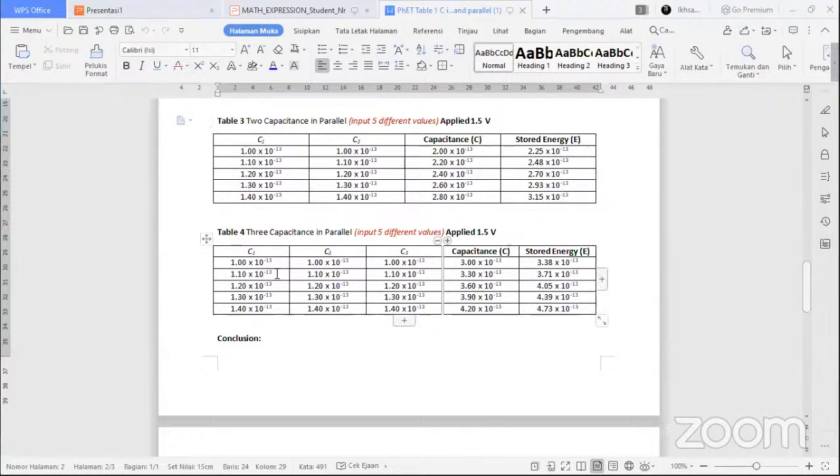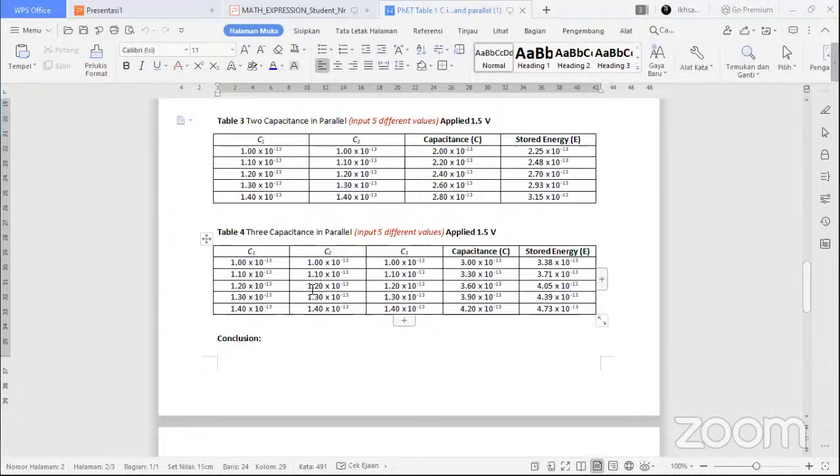Next, for table 4, three capacitors in parallel. In the first, we got 1 times 10 to the power minus 13. The capacitance is 3 times 10 to the power minus 13. And the stored energy is 3.38 times 10 to the power minus 13.